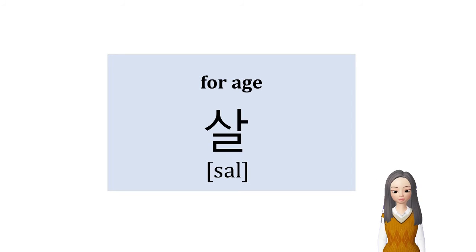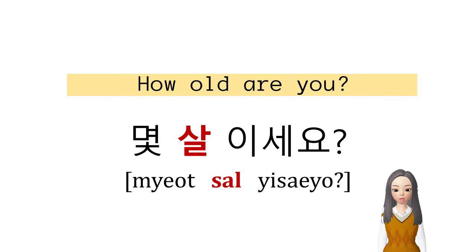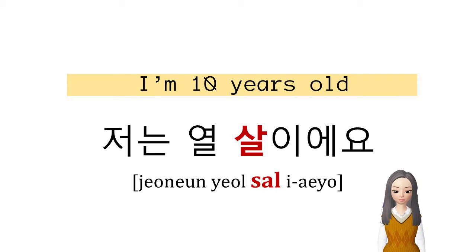Let's practice some more. The counter for age is 살. For example, if you want to say, how old are you? In other words, what age are you? We would say 몇 살이세요? To answer this, if you want to say I'm 10 years old, we say 저는 10살이에요. Yes, I know it's a bit complicated concept, but we'll just have to get used to it with practice.